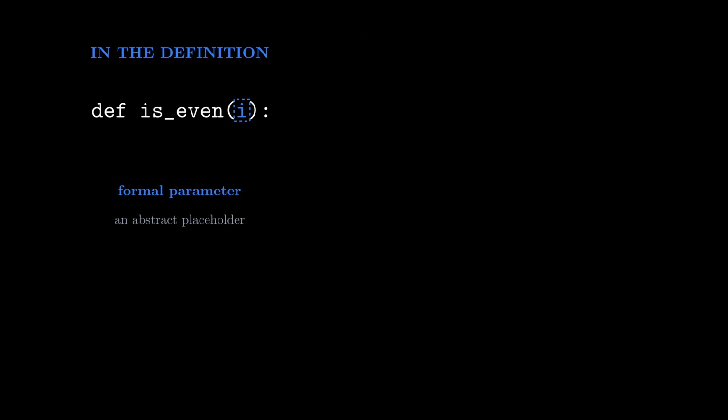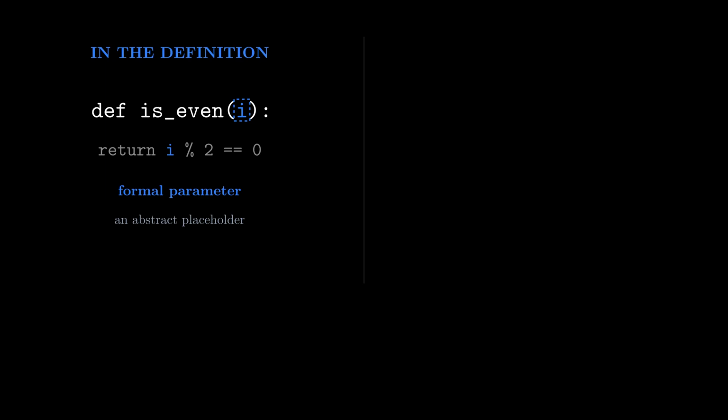Before we trace it, one important distinction. Up in the definition, the i inside the parentheses is called a formal parameter. It is a placeholder, an abstract stand-in. When we wrote the body, we had no actual number in hand. We simply assumed that someone will eventually supply a value for i, and we wrote the code as if we already knew it. It is like a quiz that says, assume you're given some number. Now write the code.